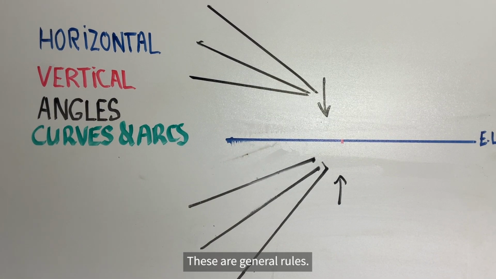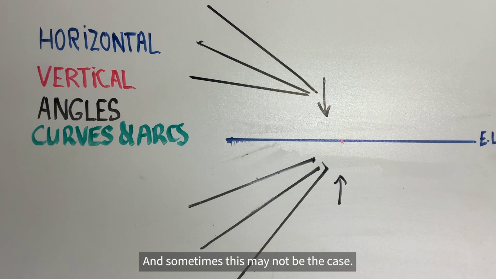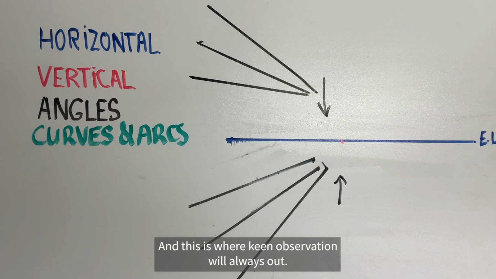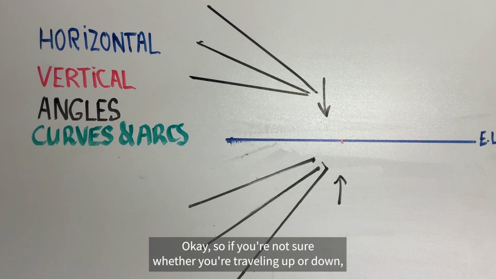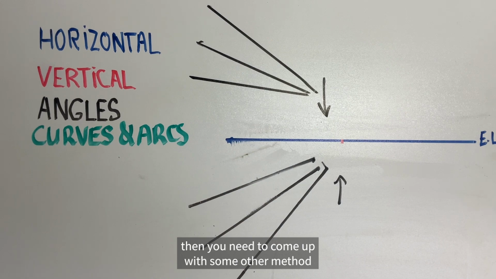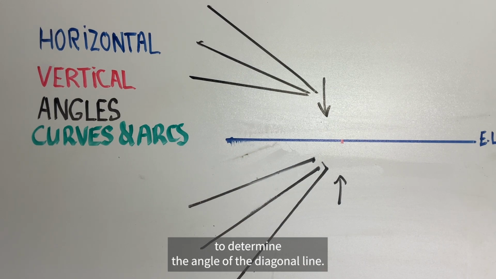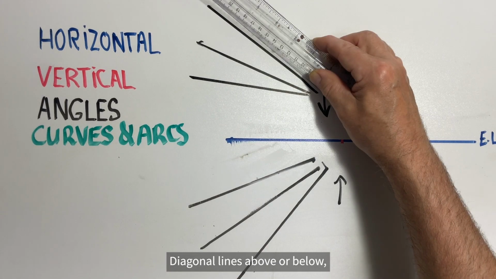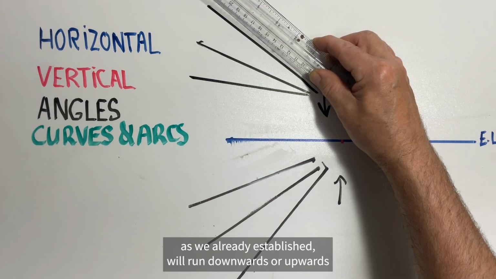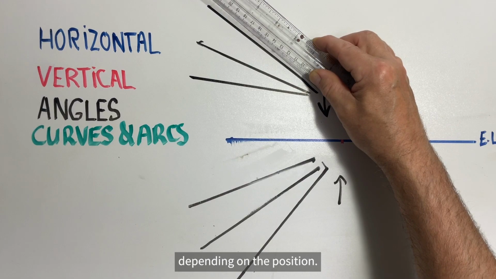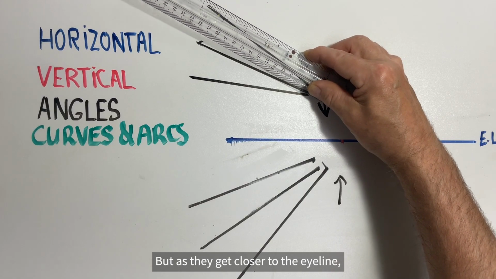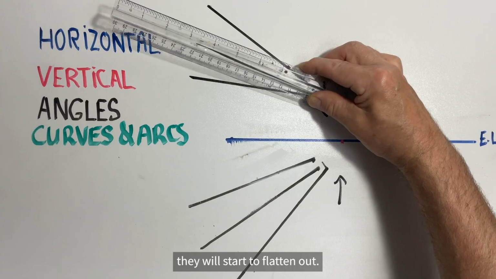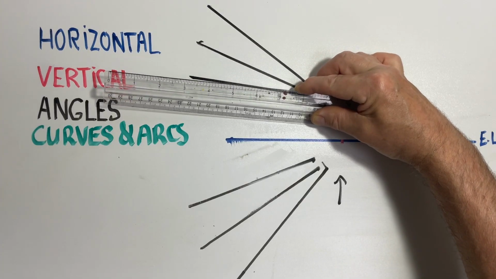These are general rules, and sometimes this may not be the case, and this is where keen observation will always win out. If you're not sure whether it's travelling up or down, then you need to come up with some other method to determine the angle of the diagonal line. Diagonal lines above or below, as we already established, will run downwards or upwards depending on the position, but as they get closer to the eye line, they will start to flatten out.